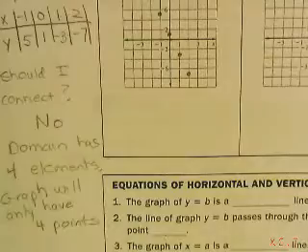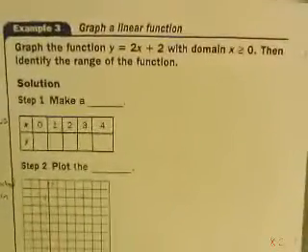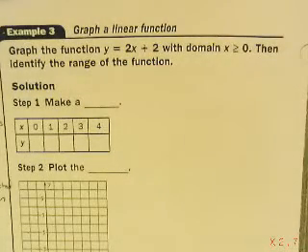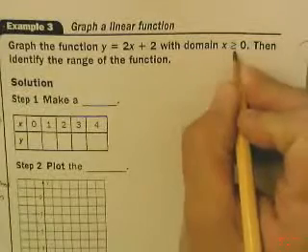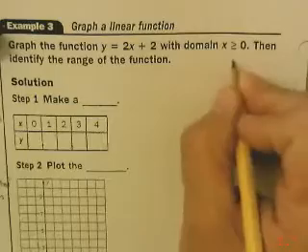Okay, so now let's turn the page again to page 19, and let's look at example 3. And this says, graph the function y equals 2x plus 2 with a domain x is greater than or equal to 0. Then identify the range of the function. So, my domain is restricted. It's not all real numbers. It's just all positive numbers.